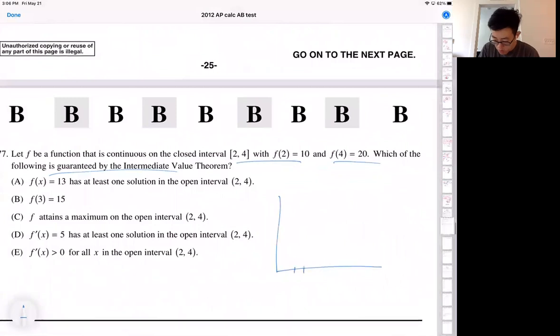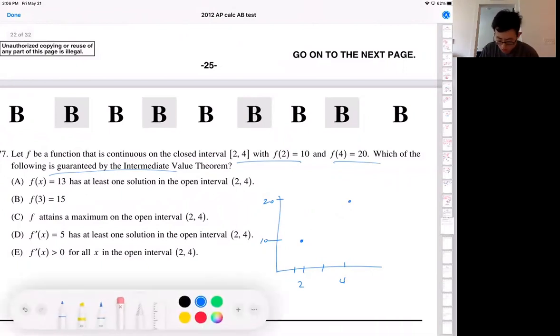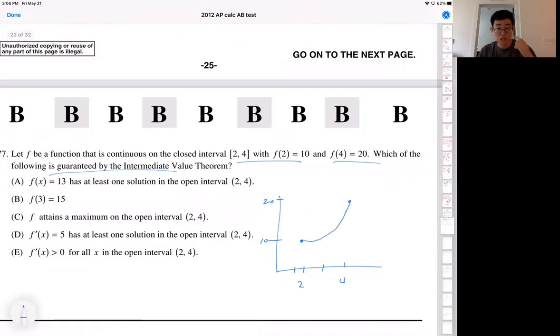So let me just first draw this out. So that's 2 and that's 4, and let's say that's 10 and that's 20. So at 2 it's at 10 and at 4 it's at 20. So there's got to be some sort of graph, right? So let's say you have a graph that looks like that, or it could be a linear function. It could be just straight up going like this. It could be a curve, it could be just anything that it needs to be.